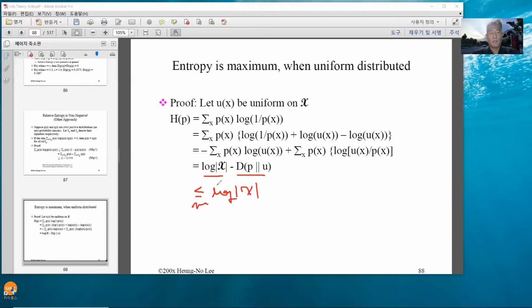right here? That is the case when P is equal to U. So when P is equal to U, the second part is 0, and then you attain the maximum. So entropy is maximum when the distribution is uniform distribution.